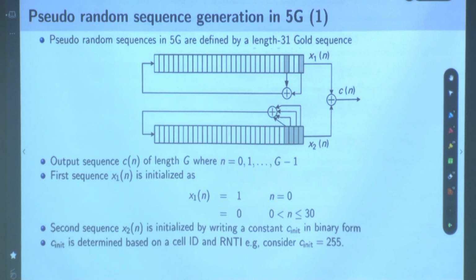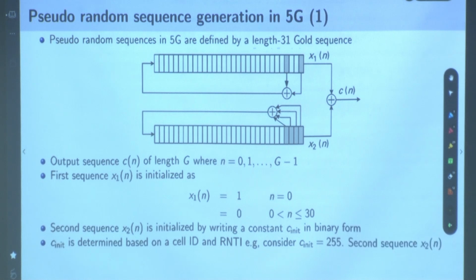The c init is determined based on the cell identity and RNTI, the radio network temporary identifier. There is an identity which is given to the user on entering the network. So it is a function of where the user is and its identity. Now you look at it. The c init, just for example, it is 255. It could be any value. I have taken it as 255.